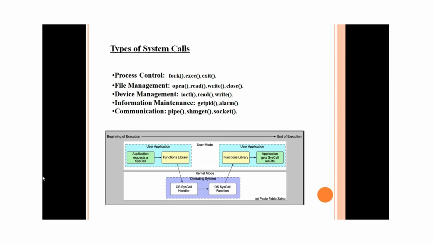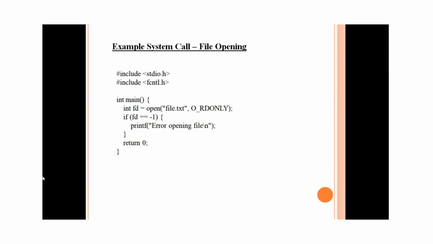This handler moves control towards the particular function which the system call requires, and then the function goes back towards the function library in the user mode, and finally the application gets the system call results. This is done for every system call process, and this is the basic example of a system call.